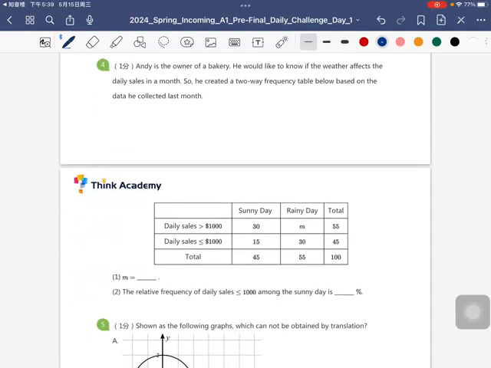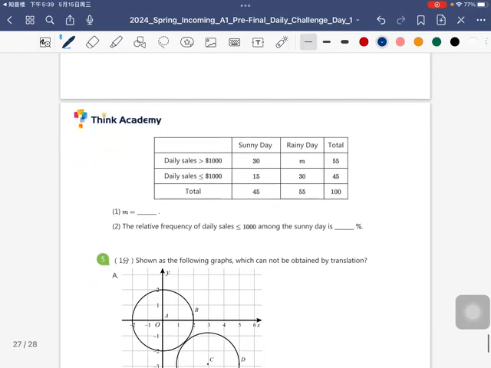Okay, and now guys, let's take a look at question 4. So here, Andy is the owner of a bakery and he would like to know if the weather affects the daily sales in a month. So he creates the two-way frequency table below based on data he collected. Okay, so here we have a two-way frequency table, right? And the first question wants us to find how many daily sales are above 1,000 when it's raining.